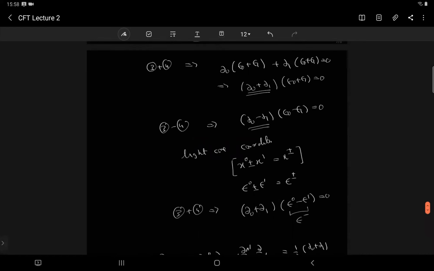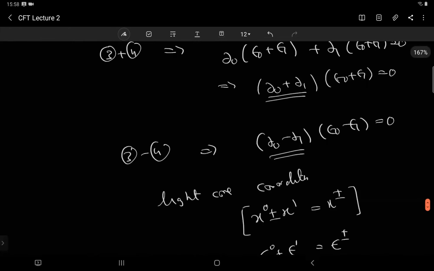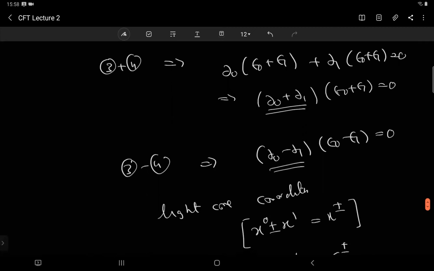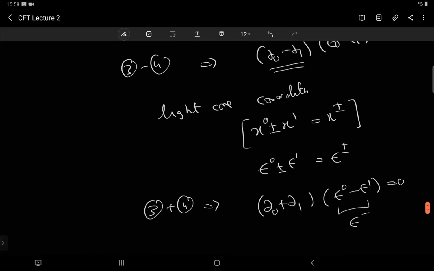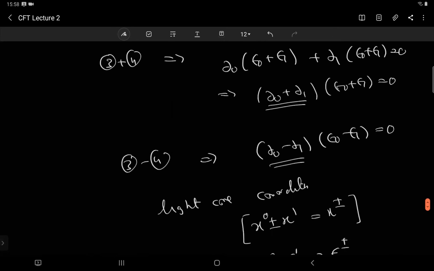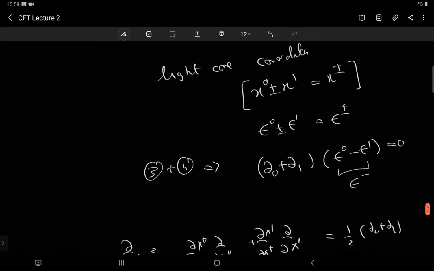By doing 3 plus 4, how did you get that epsilon minus? No, epsilon 0 plus epsilon 1. No, by doing 3 plus 4, that is epsilon 0 plus epsilon 1. So at the bottom you have written this, so when you raise it, this epsilon 0, epsilon 1 is downstairs. When you raise it, then epsilon 1 becomes minus epsilon 1. Okay.